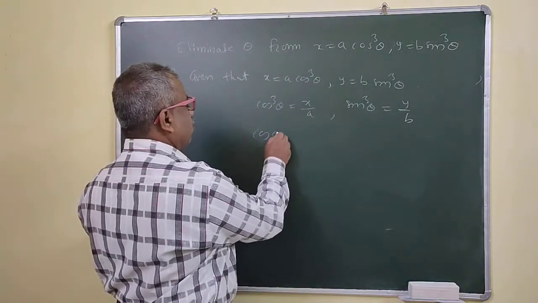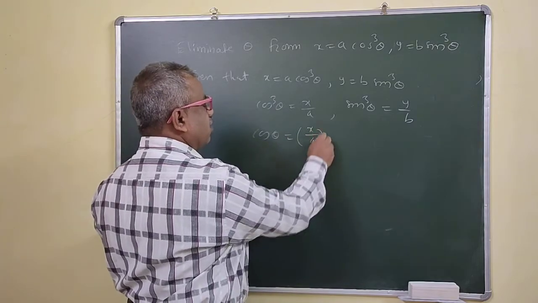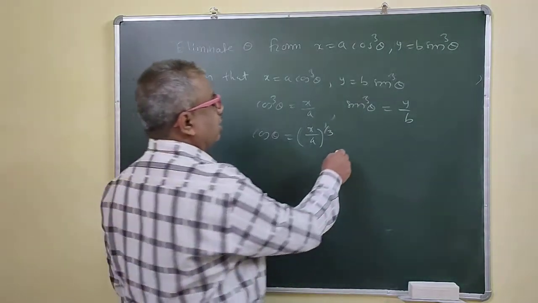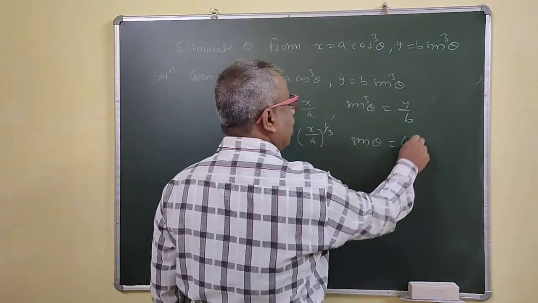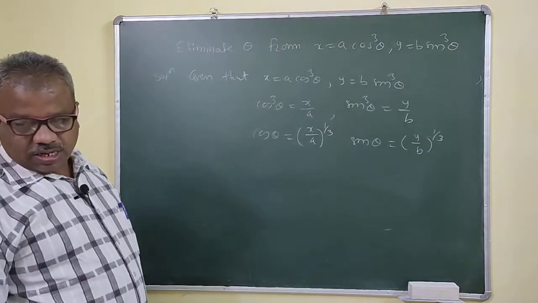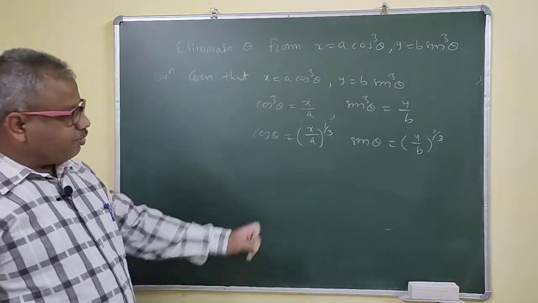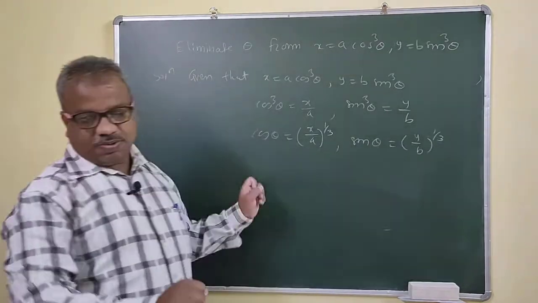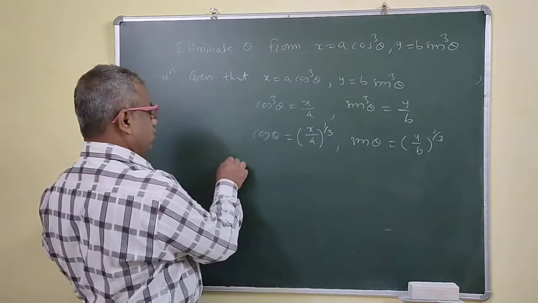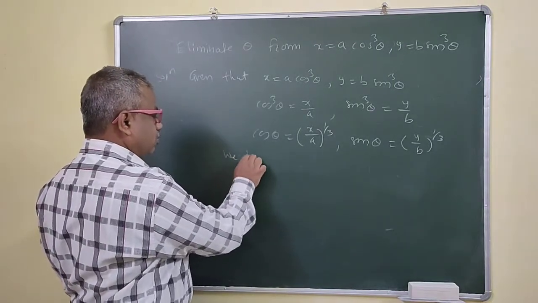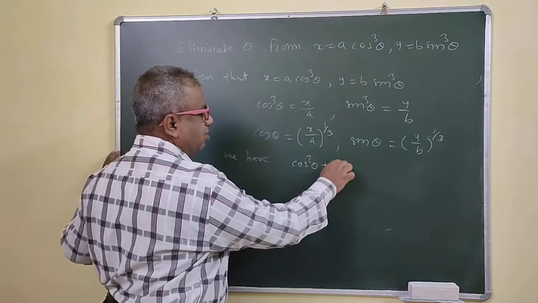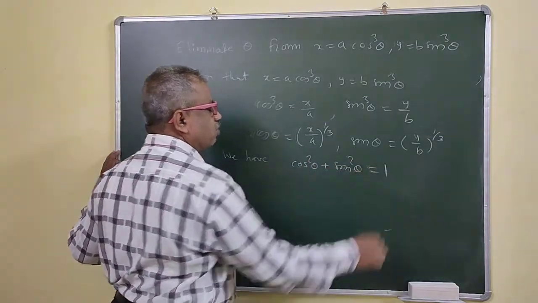So what do we get then? Cos theta is equal to (x upon a) to the power 1 by 3. And sin theta is equal to (y upon b) to the power 1 by 3. So we have the value of cos theta, we have the value of sin theta, and we have the relation between sin theta and cos theta. We know that cos square theta plus sin square theta is equal to 1.